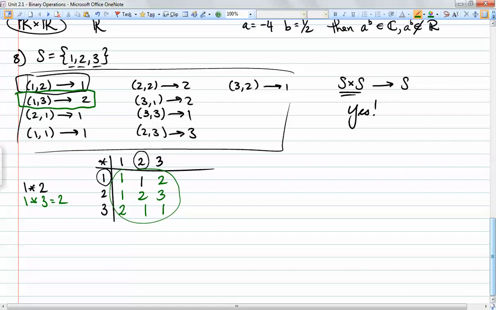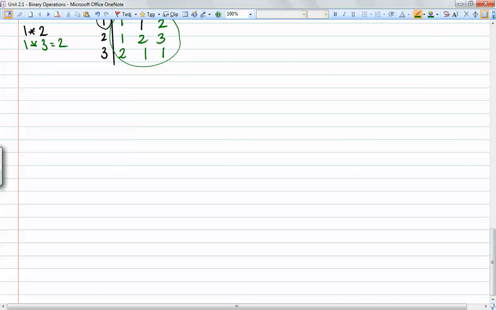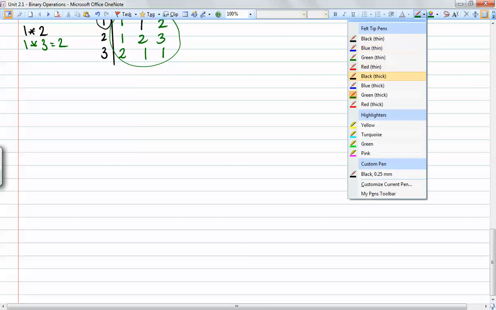So another term that we need to know. Let me go back to black. Definition.